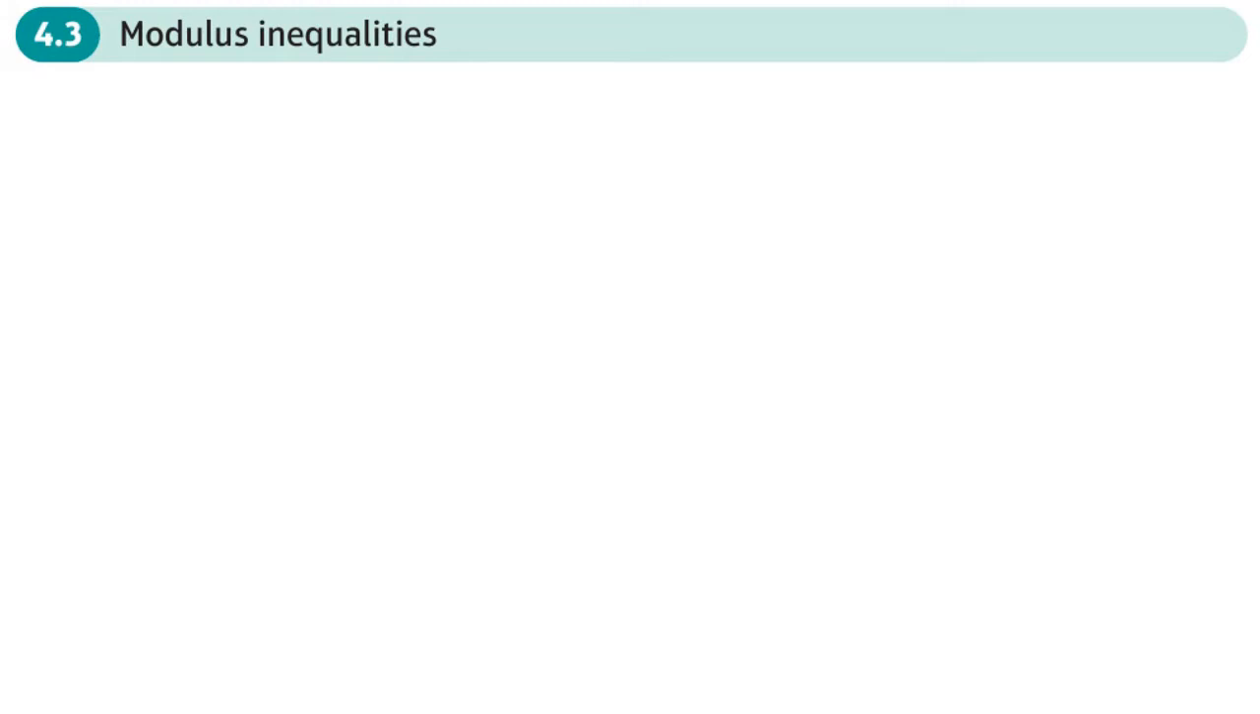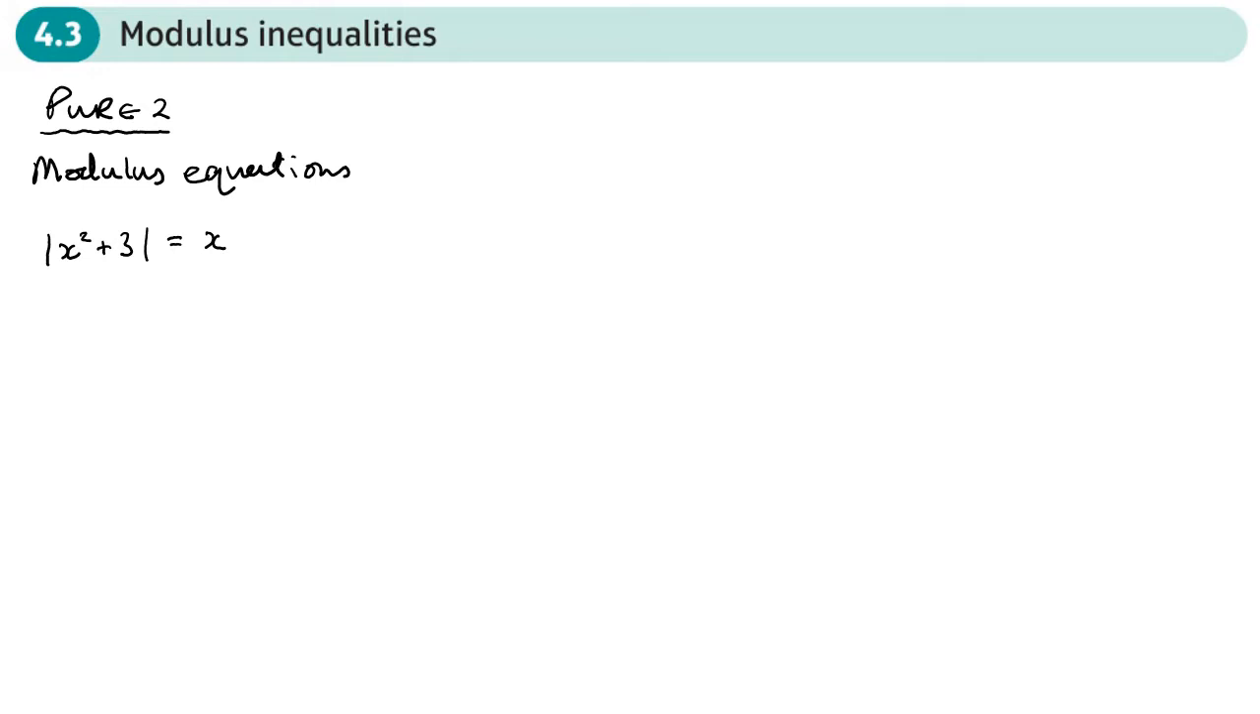Now in Pure 2, and I'll put a link at the bottom, we would have solved modulus equations. So where you've got something equal to something else. So we may, for example, have solved something like this: the modulus of x squared plus 3 equals x, this type of thing. So the only difference now in further Pure 1 is that we are going to be looking at inequalities.